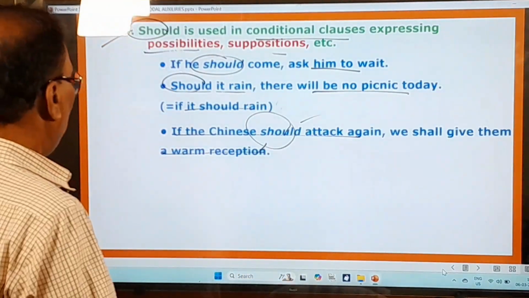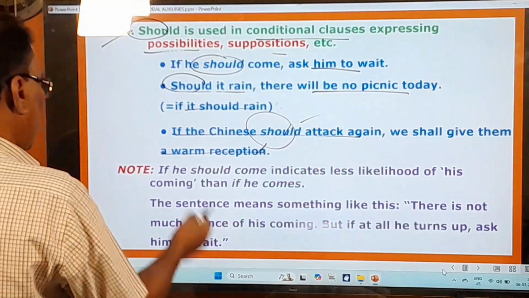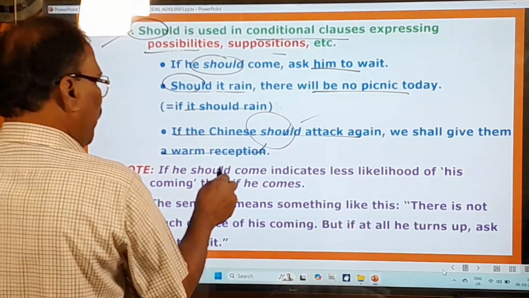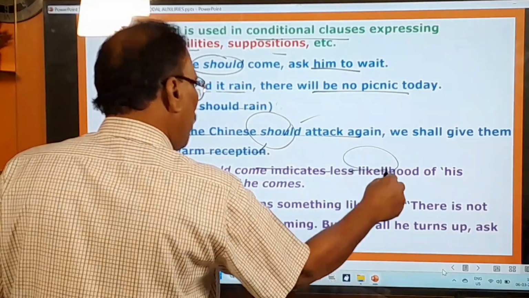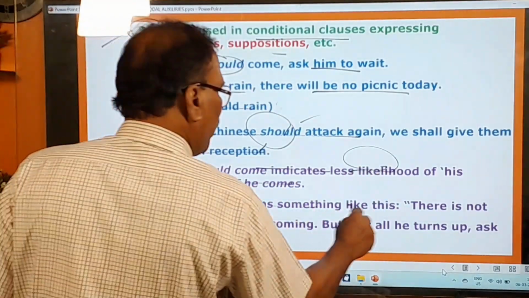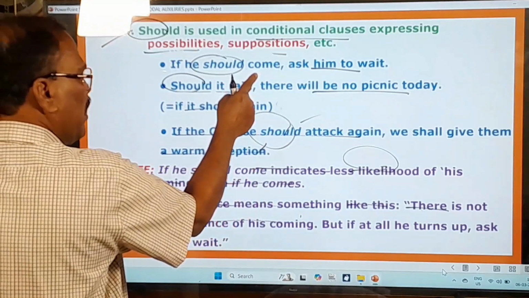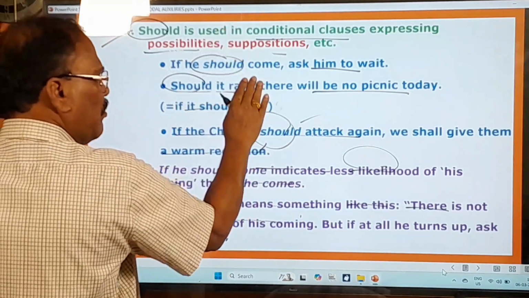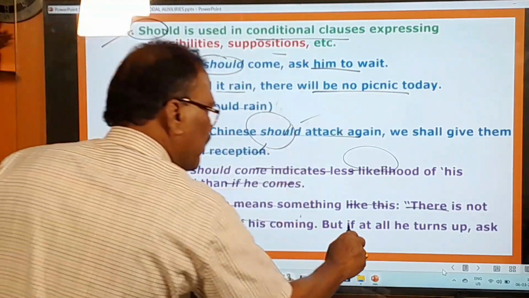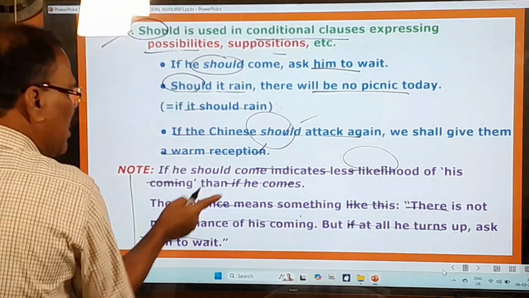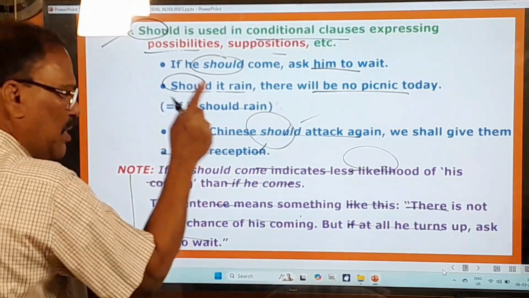It's like that. Okay, and here, so some note is also given for your convenience. Please, you can read it. If he should come indicates less likelihood of his coming. So the sentence means something like this: there is not much chance of his coming. If he should come అంటే అర్థమైంది, అతడు వచ్చే ఛాన్స్ తక్కువగా ఉంది, ఒకవేళ వస్తే, that's the meaning. But if at all he turns up, ask him to wait. So here the same meaning is given here. You please read this and you can easily understand.